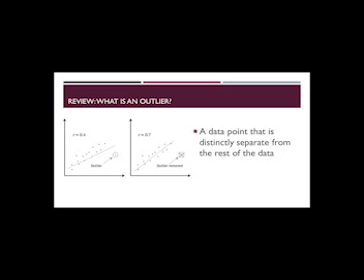Okay, so let's review what an outlier is. And one of the definitions that you get, this one comes from Wolfram, which we use sometimes, the website, is that it's a data point that is distinctly separate from the rest of the data.